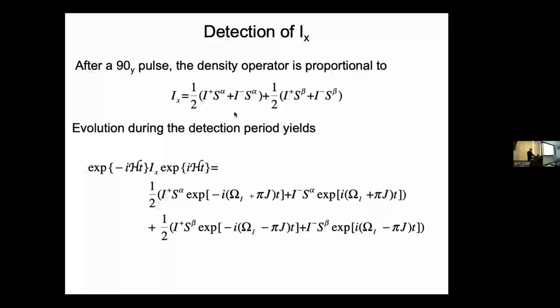So then during evolution, we know how each of these four things will evolve. We get, for example, I plus S alpha is going to evolve as minus i times omega I plus pi J, assuming certain signs for J, whereas I minus S alpha evolves, have I made a sign error? Minus.